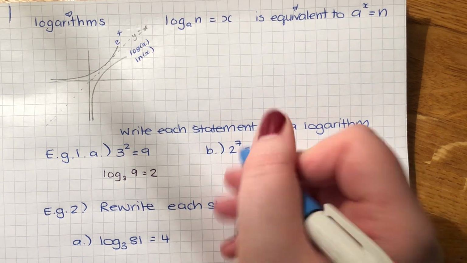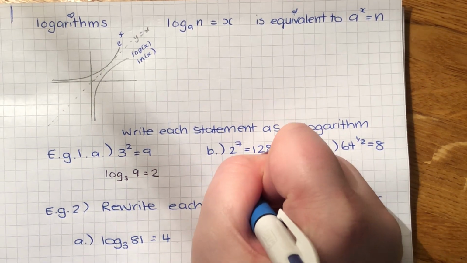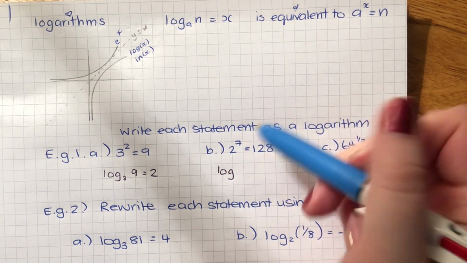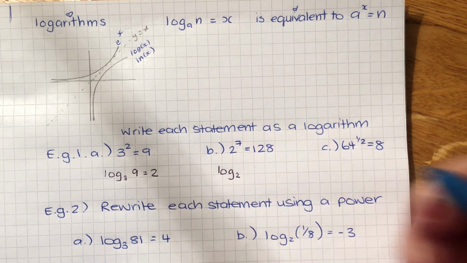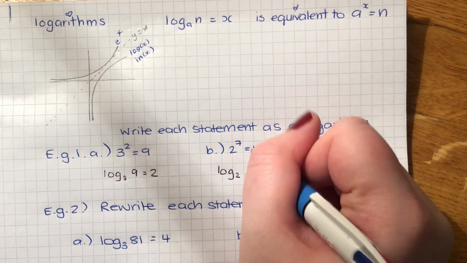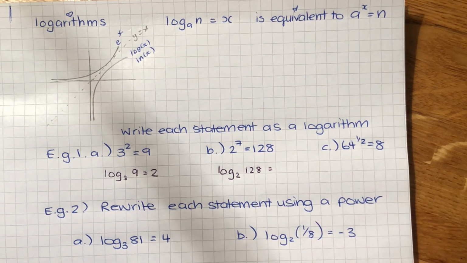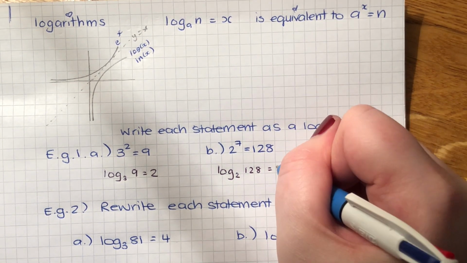So similar to this one, we would have log again. Next to it, the number underneath is the same as the big number here, so 2. And next to it is the answer that we have there, so 128. And that's equal to the power, which is 7.